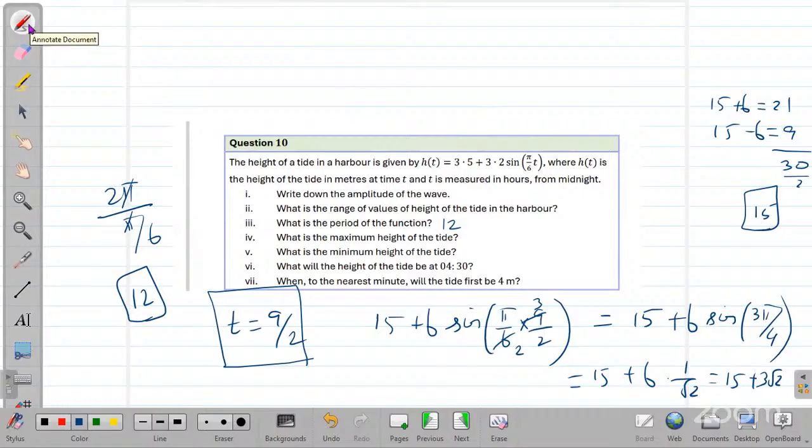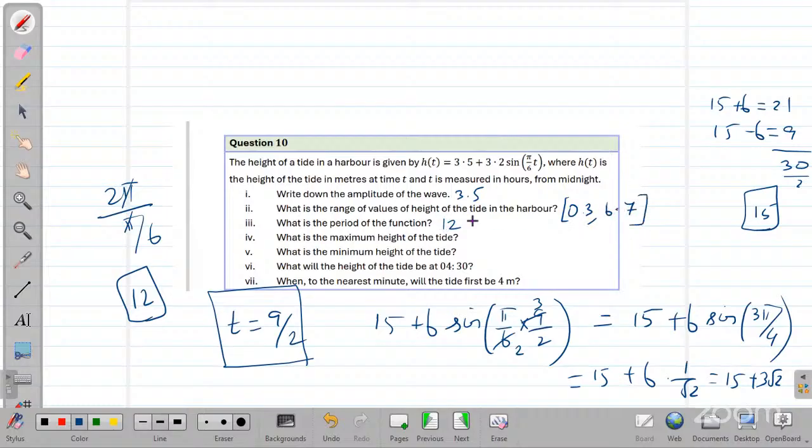Rather than 3.5, they can give you directly as 15. So since it is given like this, probably it should mean decimal point here. So amplitude will be like 3.5. Is that right? Yeah. And range will be 3.5 minus 3.2 will be 0.3, comma 6.7.